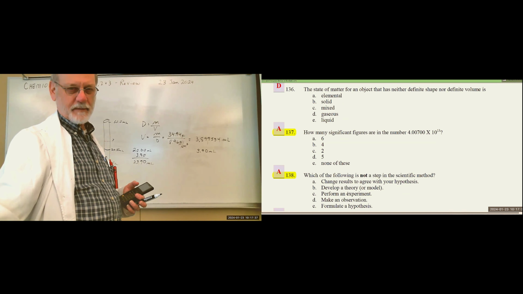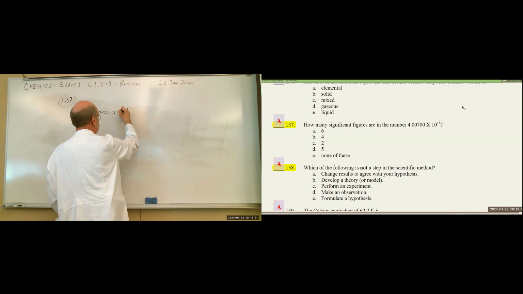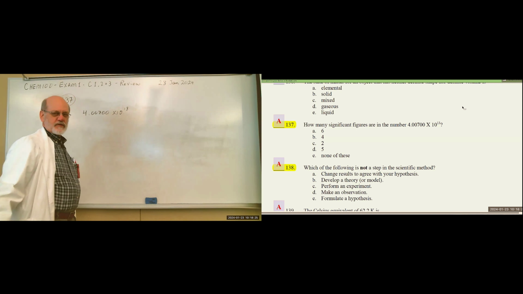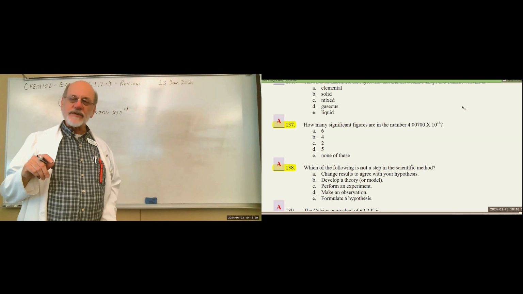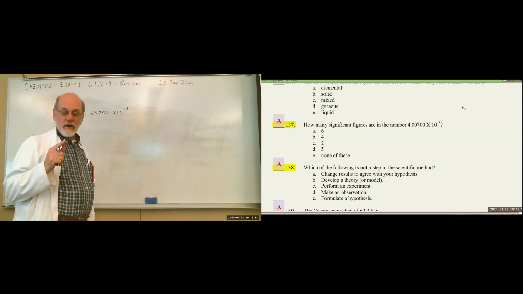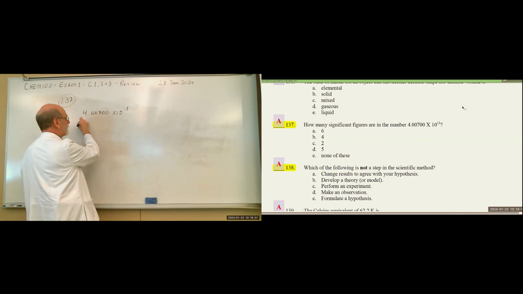All right, 137. How many significant figures are in the number 4.00700 times 10 to the 13th? The authors of this question are trying to trick you. If you have a number in scientific notation, the significant figures are carried in the coefficient right here. That's 1, 2, 3, 4, 5, 6. Six significant figures.